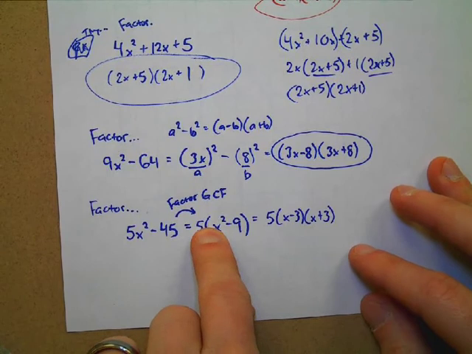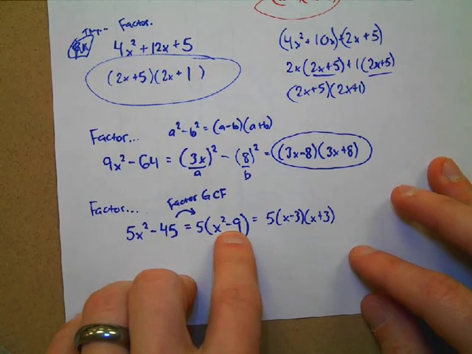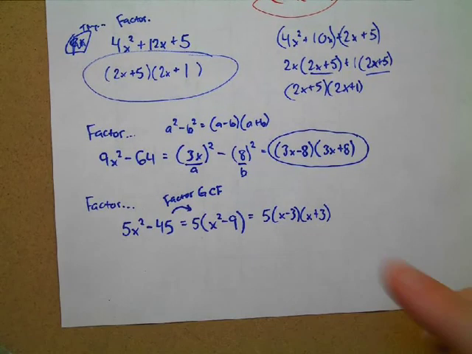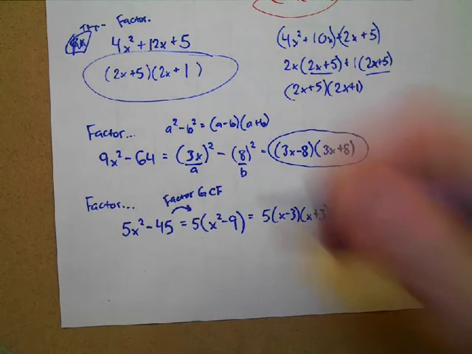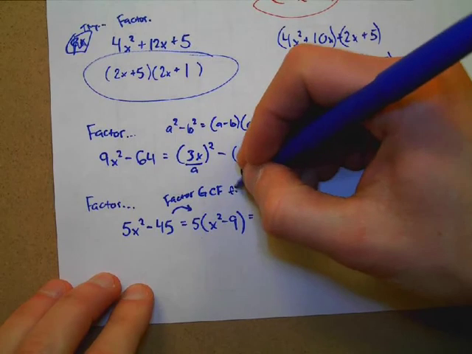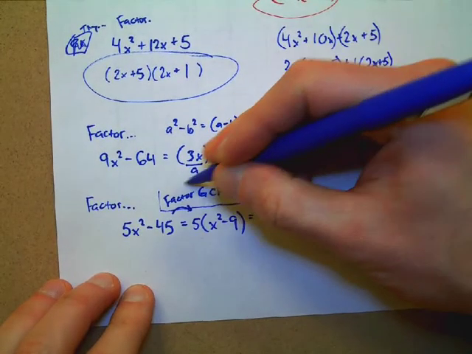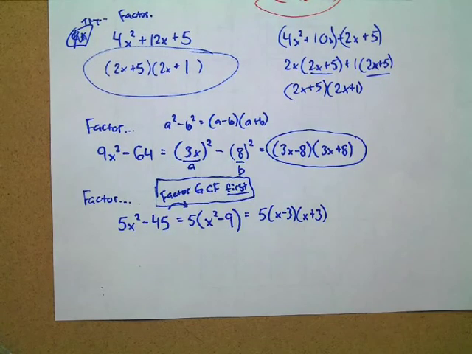This one's nice because the A value of the x squared is just a 1. So you need two numbers that multiply to make negative 9, but add to make 0. That's a 0 B term, right? So there it is, minus 3 and plus 3. And that's just from yesterday. Okay, so make sure you factor the GCF first. That's very important. Factor the GCF first.